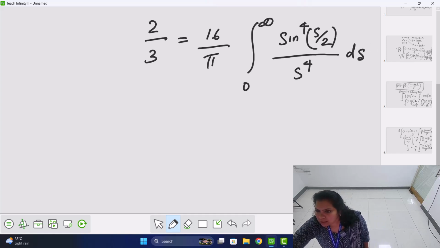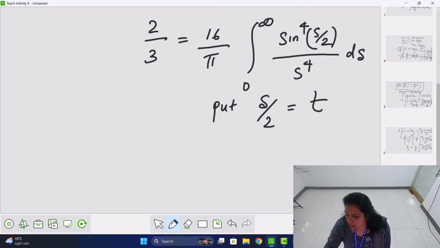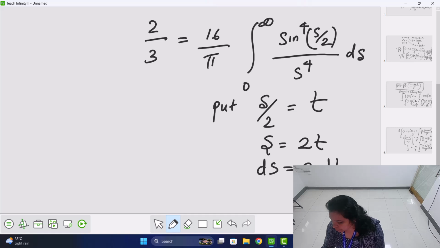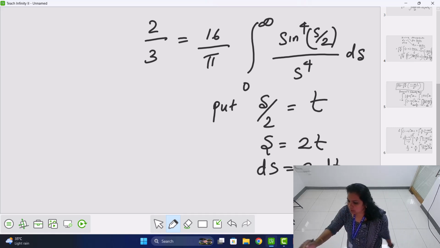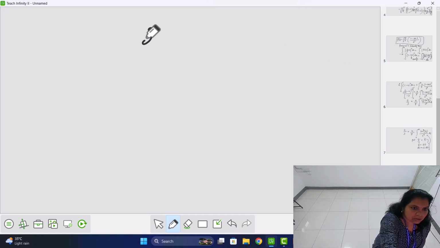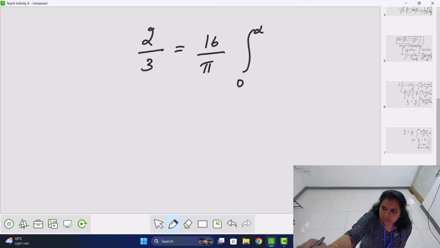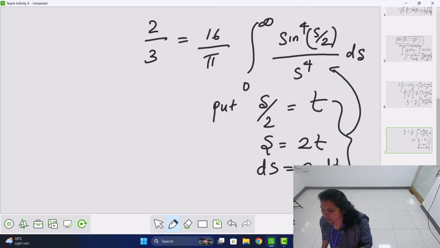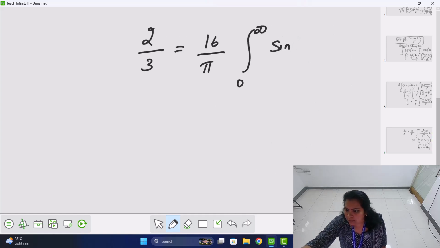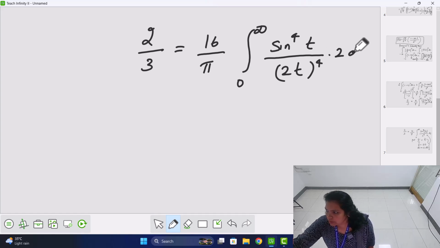So this s is an angle, so s by 2 is an angle, so you are going to omit that. So how will you do that? It's by substitution method. So s equal to 2t, so ds equal to 2 dt. Okay, so substitute all this in the above equation. So what do you get? So 2 by 3 already there, 16 by pi is there. There is no change in the limit also. So you get it as sine power 4t divided by 2t the whole power 4 into 2 dt.